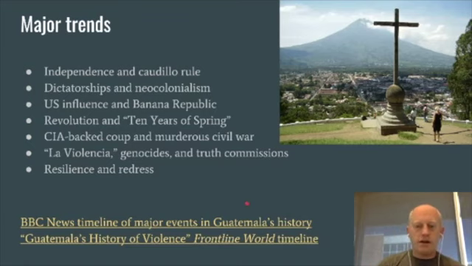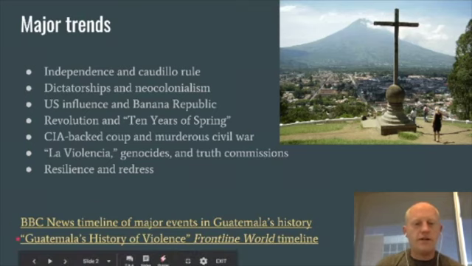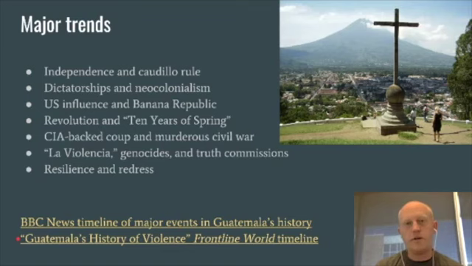If you want a good general timeline of Guatemala's history, these two links will provide those for you, so you can just have kind of a general reference of Guatemala's overall history.